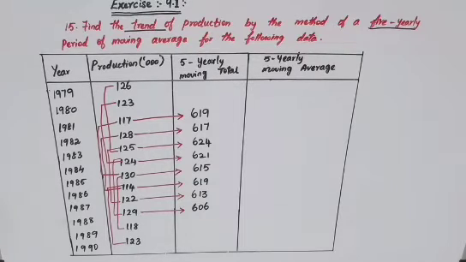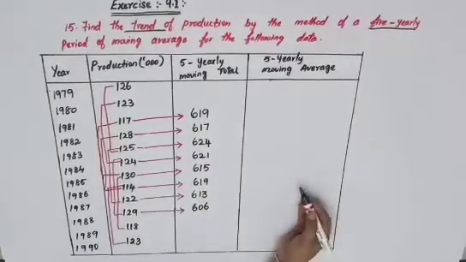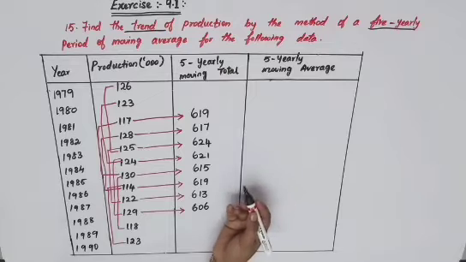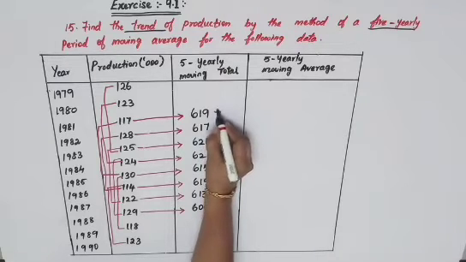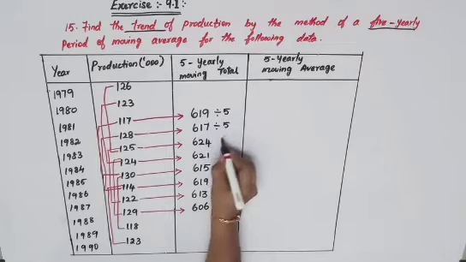Now going to your next column, that is 5 yearly moving average. Average means you'll have to divide by how many numbers you've taken. So totally they have given 5 years. 5 years total only they are asking. So we have taken 5 numbers. The production and 5 numbers you have taken and added it. So you'll have to divide each term by 5. That is each total you'll have to divide it by 5.